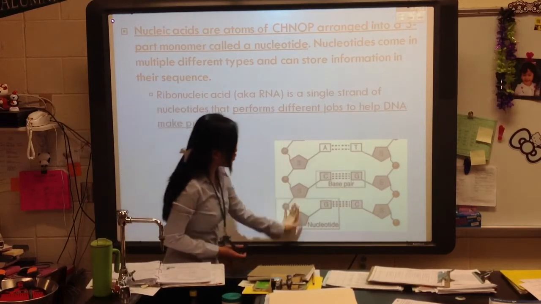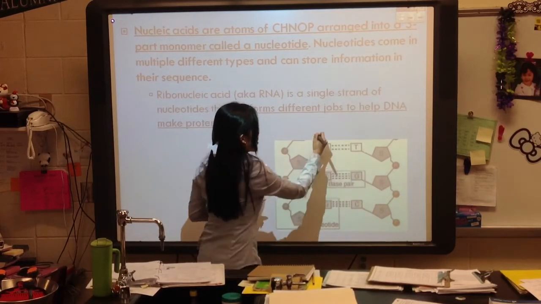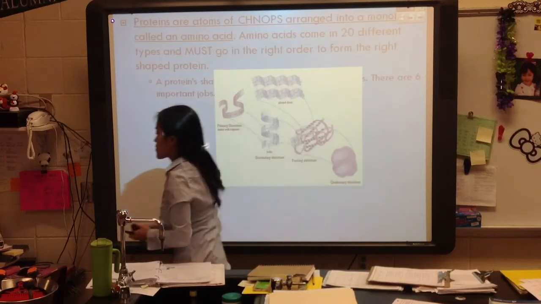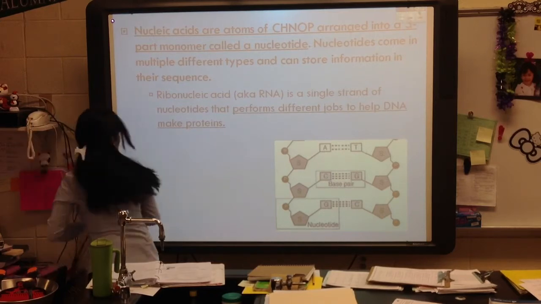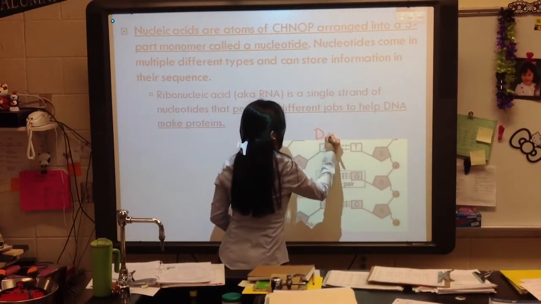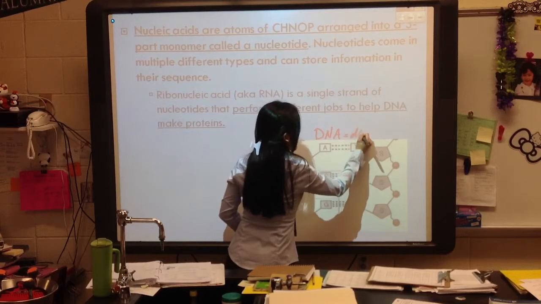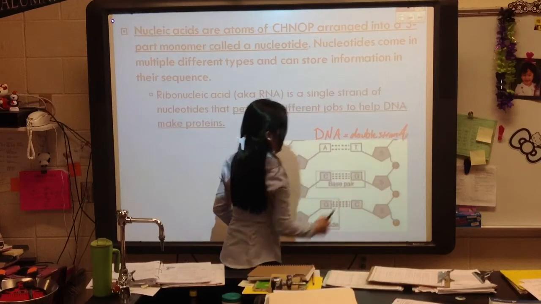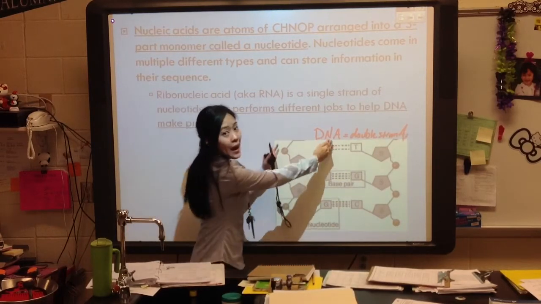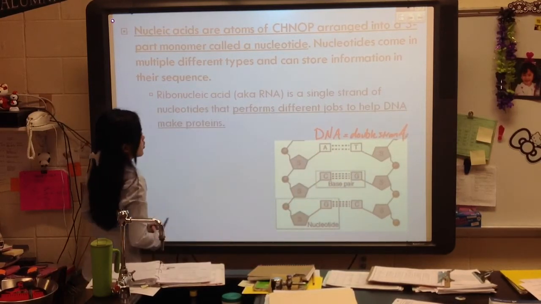So instead of having these two strands, and by the way, on our picture that we started labeling, let's go ahead and label that as DNA, because that's not RNA. DNA equals double strand. RNA is going to be single strand. So RNA will actually only have half of this figure.